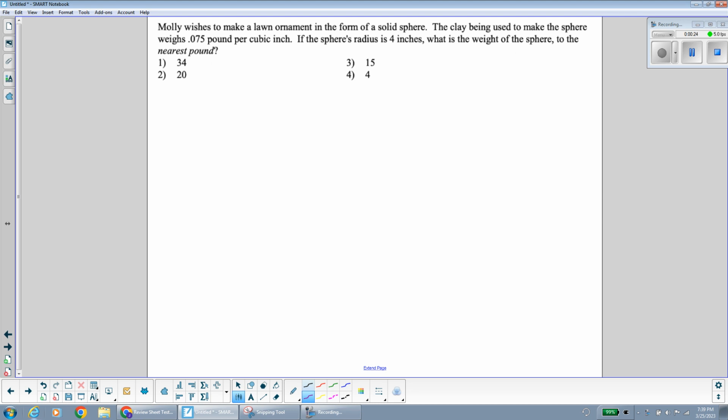So, they give us the shape that we're working with, which is a sphere, and they give us this number 0.075. And if you notice, next to the 0.075, there are two units. There is a unit for pounds and a unit for cubic inches. So that is the density when you see a number that has two units attached to it. Density is mass over volume. It's the amount of stuff in a specific amount of space.